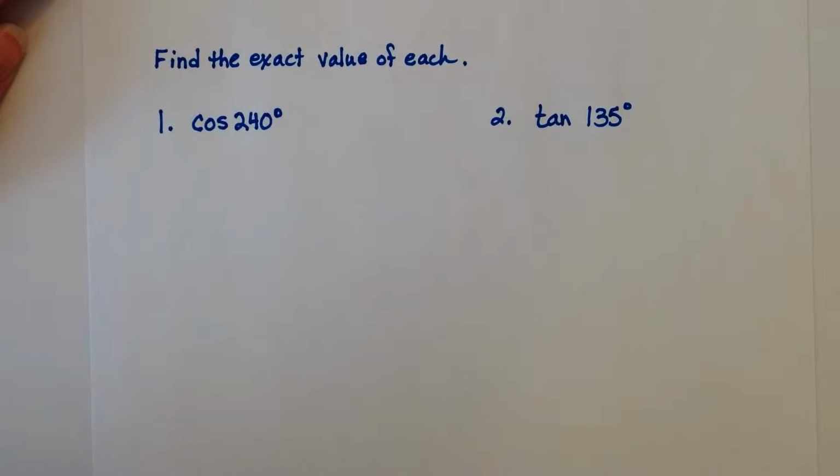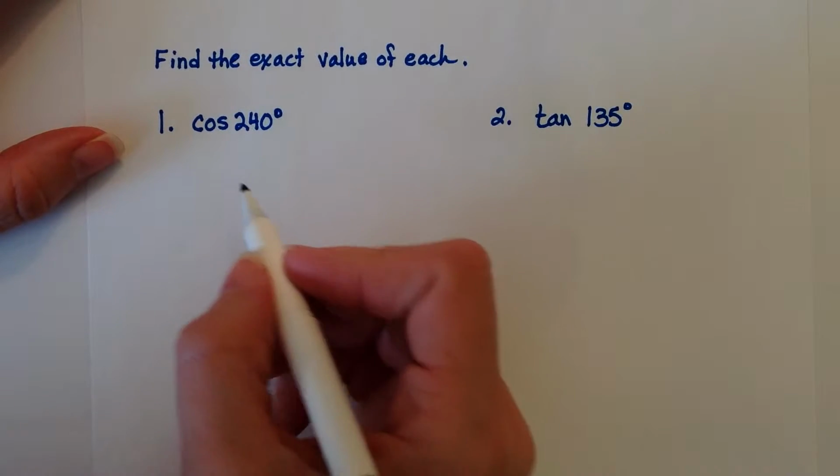Now we're going to learn how to use our reference angles to help us find exact values of other angles that are not between 0 degrees and 90 degrees. So the first one we're going to look at is cosine of 240 degrees.